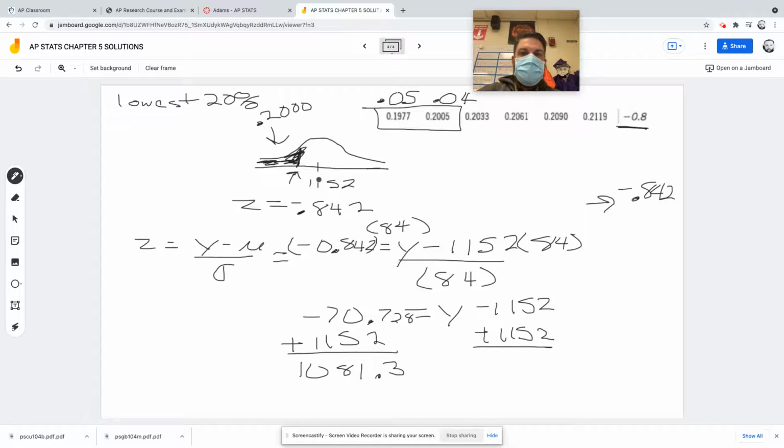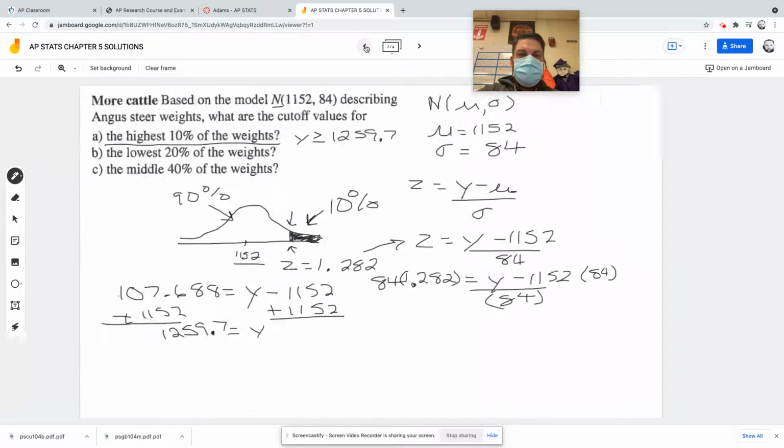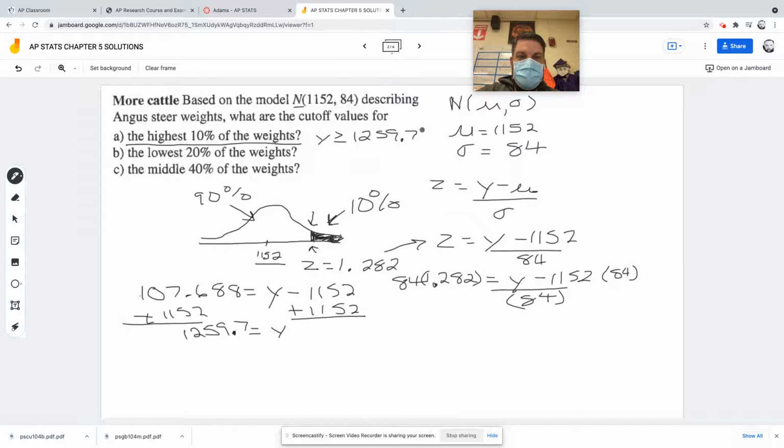So anyway, I'm going to add 1152 on my handy dandy calculator. And I get 1,081, and I think they rounded it to 0.3. Oh, by the way, we should probably put our units too, right? So we did all that math. This is in pounds, right? And then now this one would be y is less than or equal to 1,081.3 pounds. Are there any questions on that?